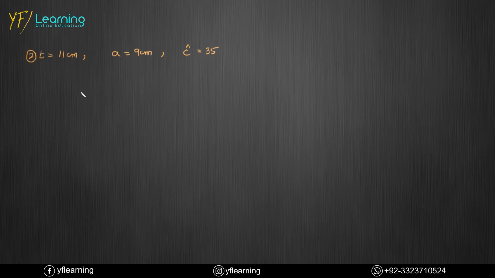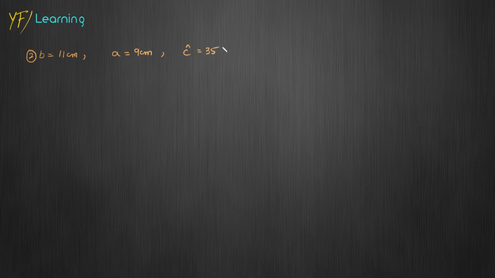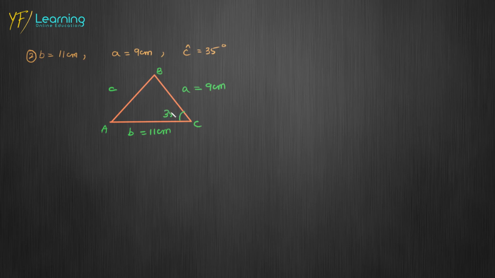Question number 2 is b is equal to 11 centimeter, a is equal to 9 centimeter, angle C is equal to 35 degrees. So first sketch the triangle. Mention its vertices A, B, C, and opposite to vertex A, side a, and opposite to vertex C, side c, and opposite to vertex B, side b is here. a is given and it is 9 centimeter, b is given and it is 11 centimeter, and angle C is given and it is 35 degrees.